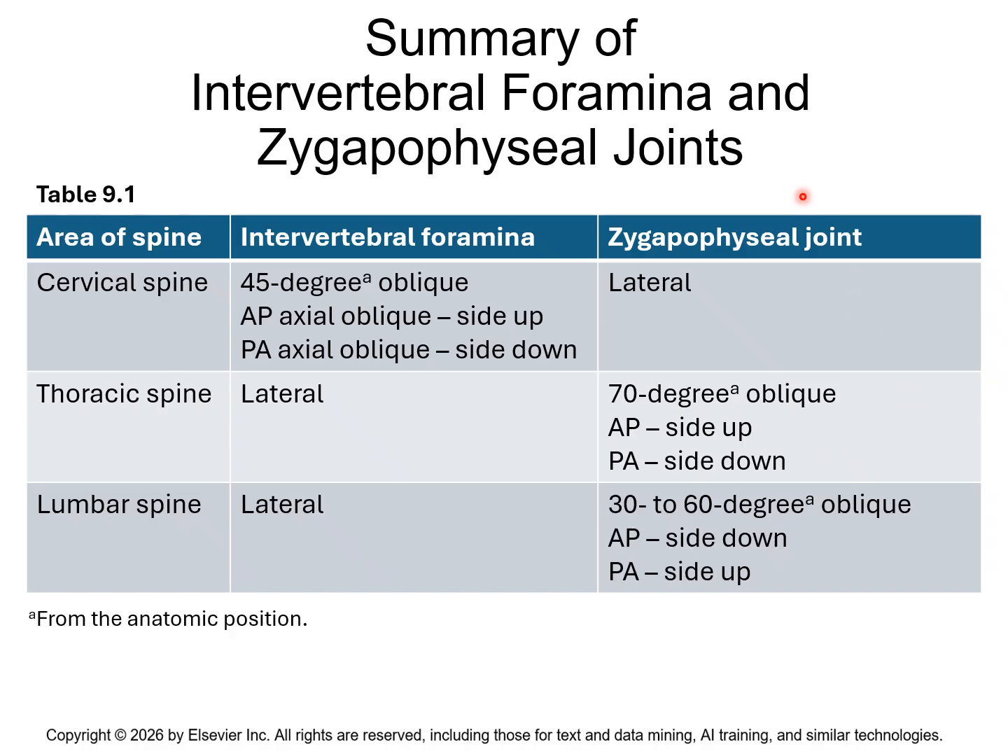Okay, so here's a little summary of the obliques and the lateral. So anytime you're looking at spine, you're looking at intervertebral foramina and you're looking at zygapophyseal joints. So you see we just did cervical spine, and so it is the only one that is different from the others. So the intervertebral foramina is what you see on the obliques, and it talks about side up versus side down, and then the zygapophyseals you see on the lateral, and then we haven't talked about T and L spine yet, but they are the opposite.